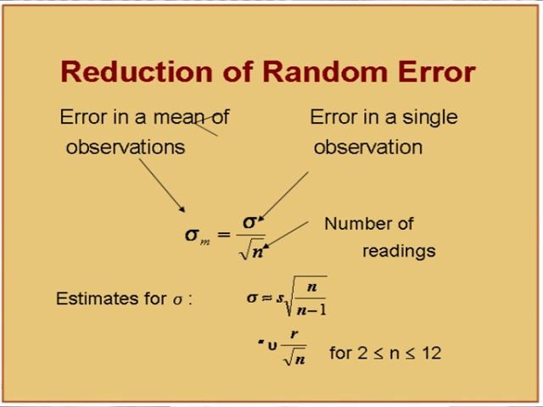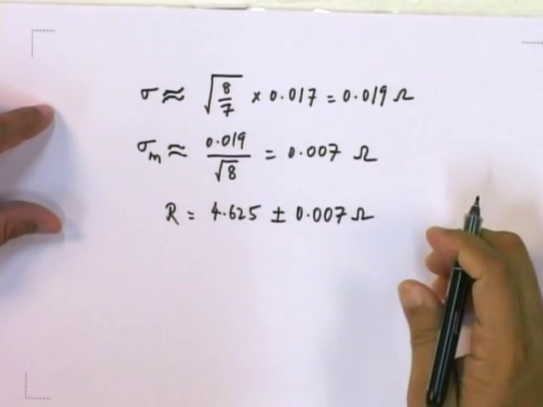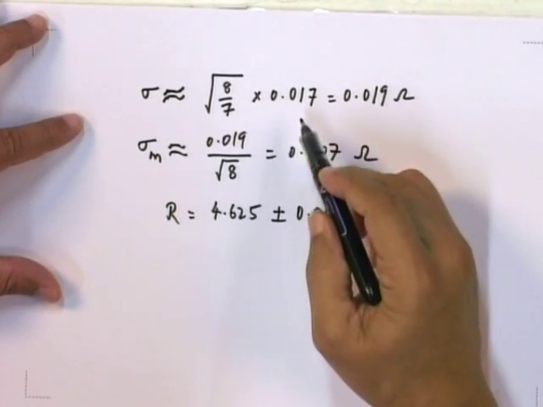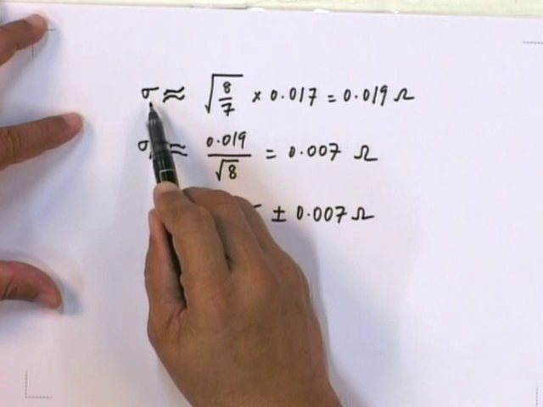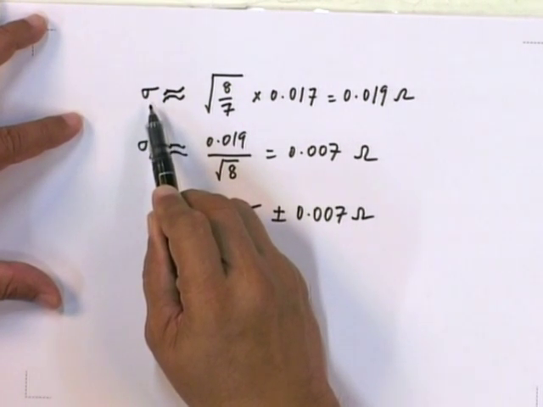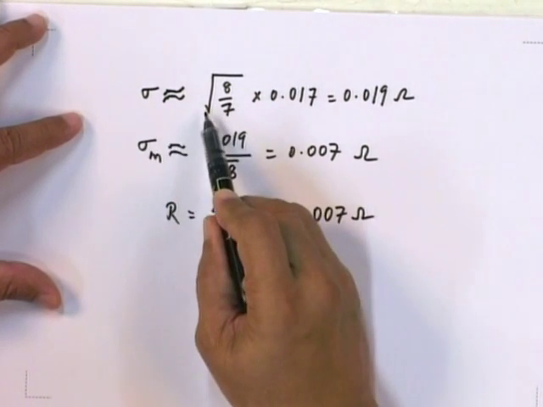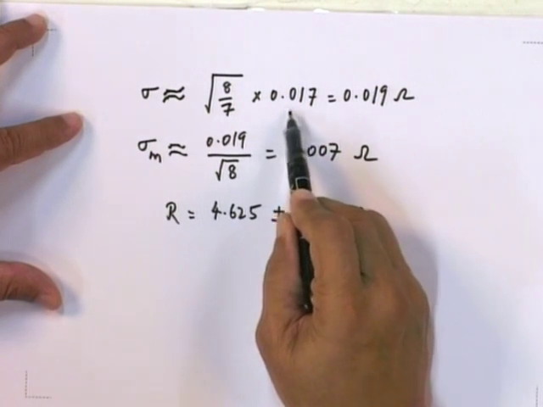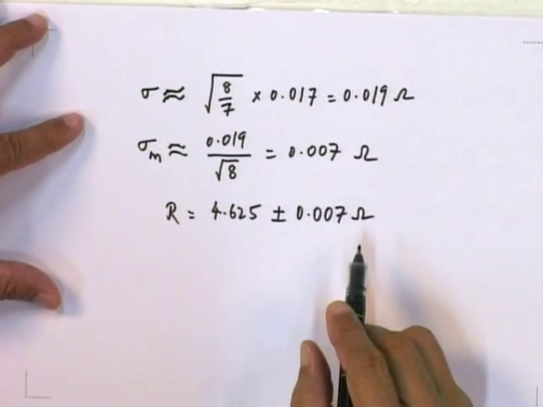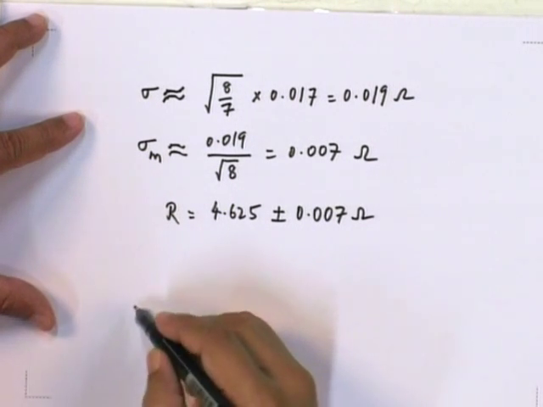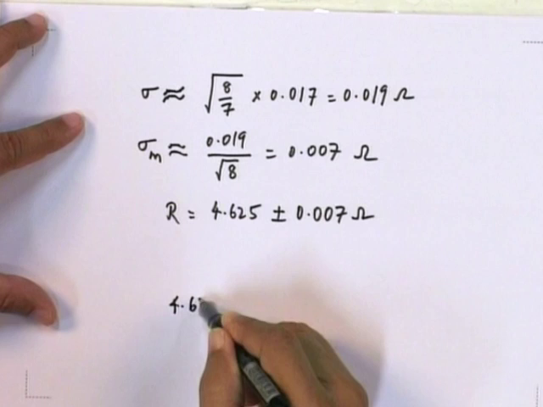Let us do some calculations and see how this formula applies in our case. In our case, we have 8 readings and the standard deviation was 0.017 ohm of the 8 readings. So your estimate of the error in a single observation, sigma, is square root of 8 by 7 into 0.017, n by n minus 1 square root into s, that was the formula, that is 0.019 ohms. This means, for example, in our table, for one reading is 4.615 ohm.